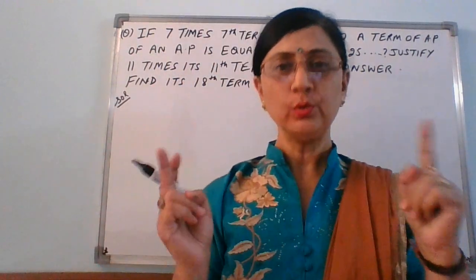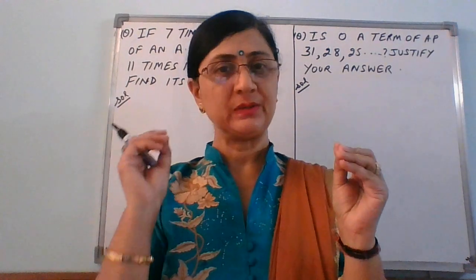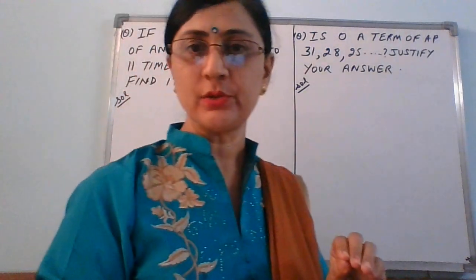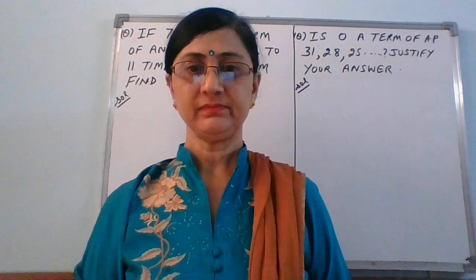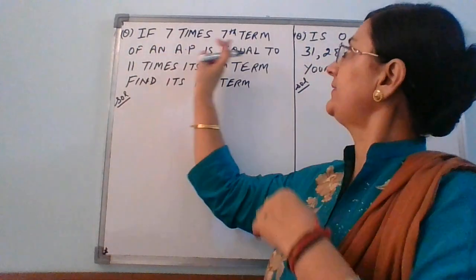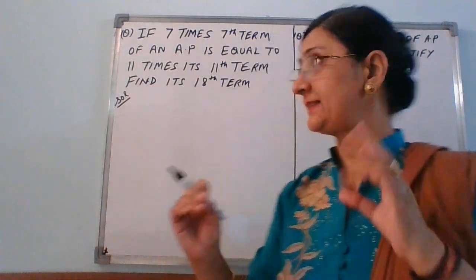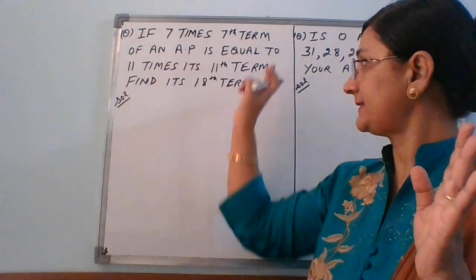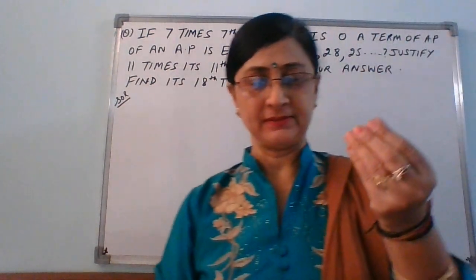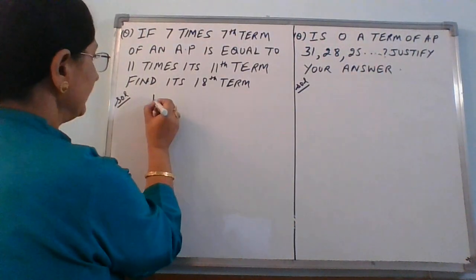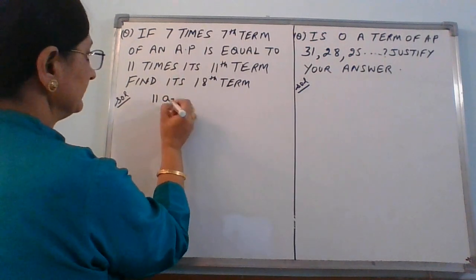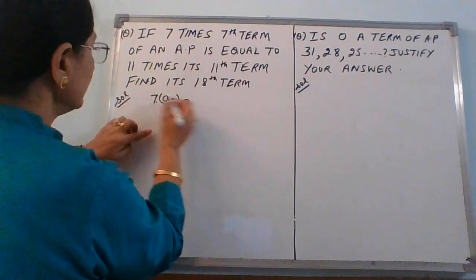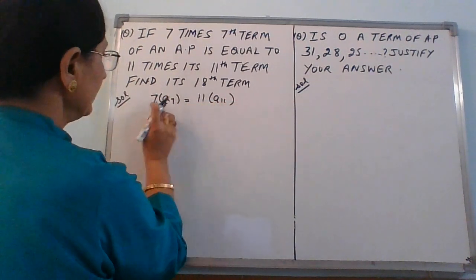Okay students, we'll do 2 more questions of the same formula. An is equal to a plus n minus 1 d. Now these are the 2 questions here. The first question is: if 7 times the 7th term is equal to 11 times the 11th term, right? Sorry, it is 7 times the 7th term and 11 times the 11th term.